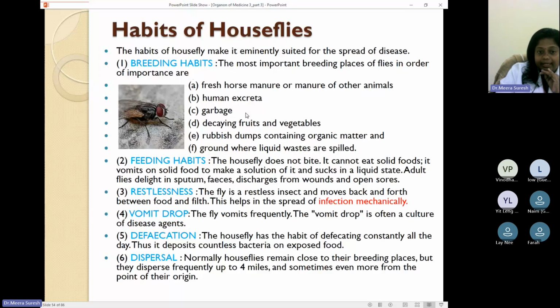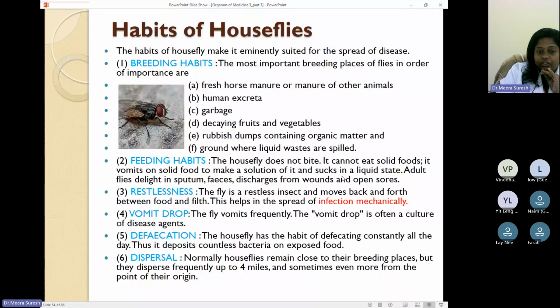So these are their breeding habits. Then feeding habits. The housefly does not bite. It cannot eat solid food. It vomits on solid food to make a solution of it and sucks in a liquid state. Adult flies delight in sputum, feces, discharges from wounds, and also open sores.